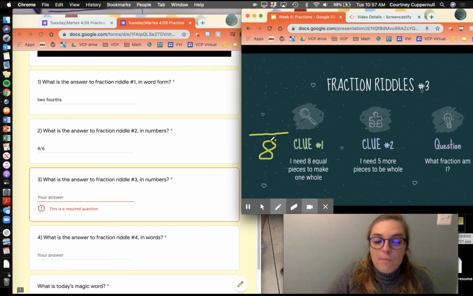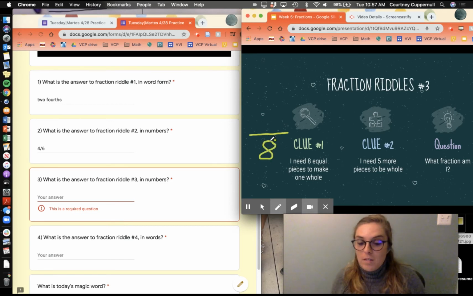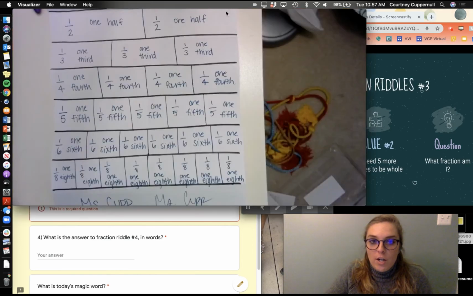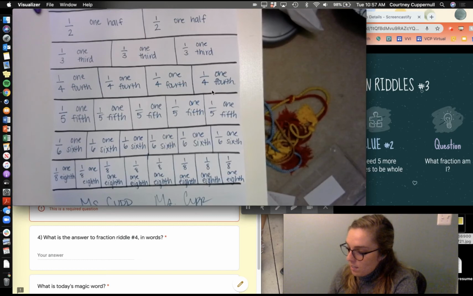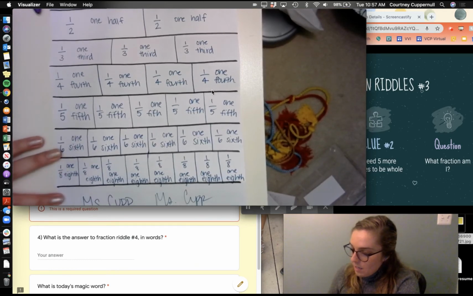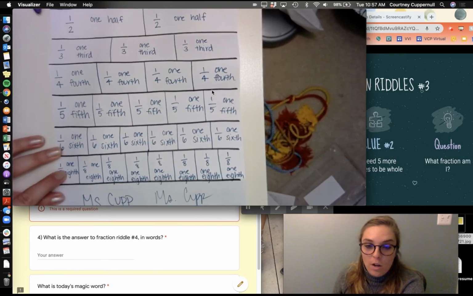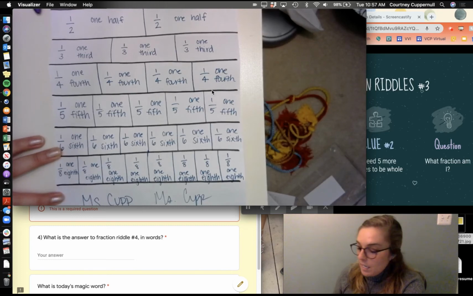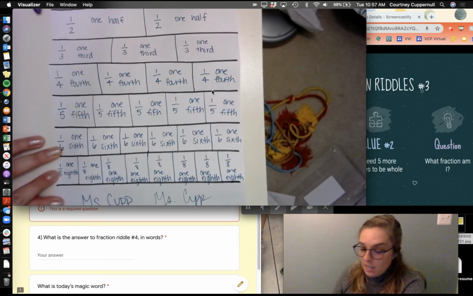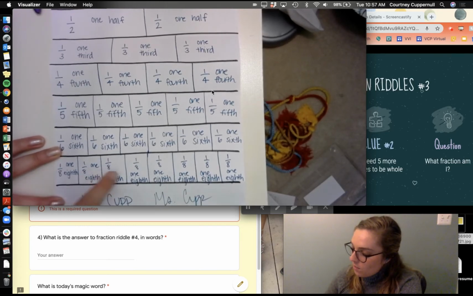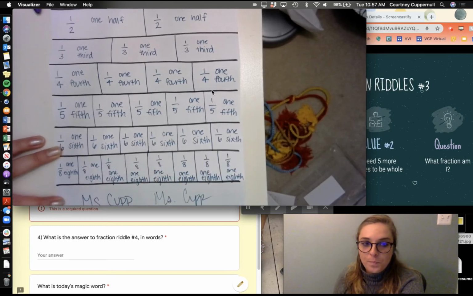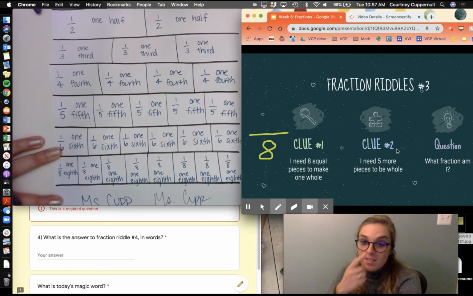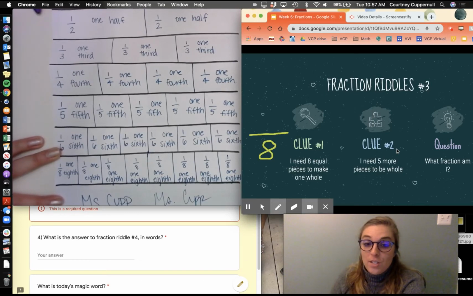We know the name for something with 8 equal pieces. If you don't know, go ahead and look at your handy dandy fraction resource. Which one of these has 8 equal pieces? We call those eighths. Each of these pieces are eighths, if there are 1, 2, 3, 4, 5, 6, 7, 8 pieces in the whole. Excellent. So we know our denominator is going to be 8. We know each piece is an eighth. Ooh, this is a tricky clue too.